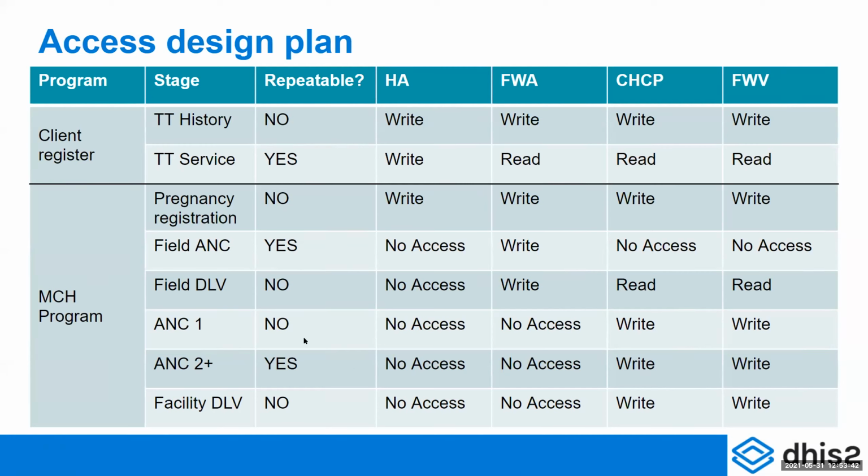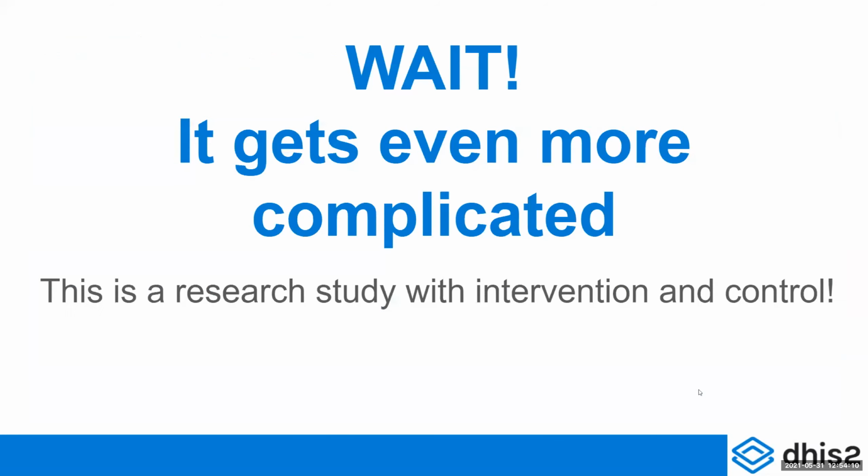So the ANC first stage was not repeatable. This is repeatable because, with every subsequent ANC, we use that. This is not repeatable. We didn't give any access to the community health workers for the facility ones because this is clinically sensitive information. It could include information that I have HIV and therefore I'll be treated differently. And then for the facility workers, they all have write access.